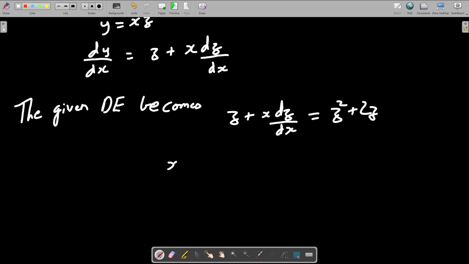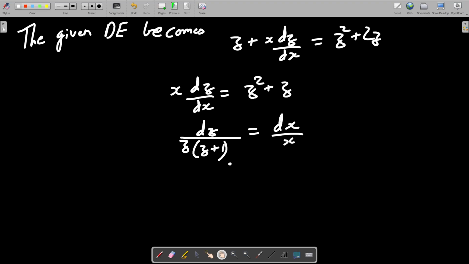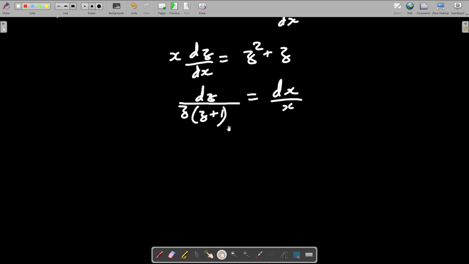So this will reduce down to x dz by dx equals z square plus z. Okay, z I'll cancel one side. So here I'll write the denominator, I'll take that z out common first, z into z plus 1, dz equals dx by x. Yeah, so now what we'll do, I will integrate both sides. What's the method to deal with the LHS over here?